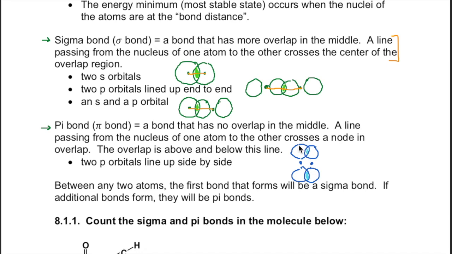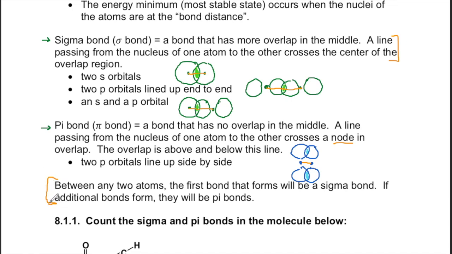So here's an example of two p orbitals. Instead of lining up end to end like these, they're lining up side by side. So we have two atoms and the p orbitals are siding up next to each other, and there's a little bit of overlap area here and overlap area there, but those areas are above and below the line that would connect those two nuclei. And so the line going from one nucleus to the other does not cross either of those overlapping sections. It crosses a node, or a space in the middle where no electrons are supposed to be found. There's a 0 probability of finding electrons there.